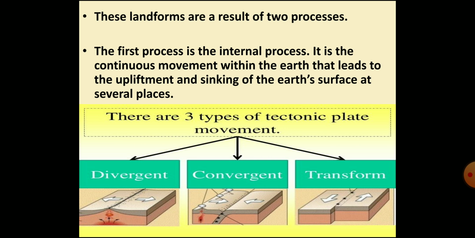Children, actually these landforms are the result of continuous movement and changes on the surface of the earth, and these changes occur due to two types of processes. The first type of process is internal process. Internal processes are due to tectonic or internal forces that act from within the earth in the form of continuous movement. It results in sudden changes on the face of the earth. At several places, the earth's surface uplifts or sinks and thus leads to the formation of mountains and valleys.